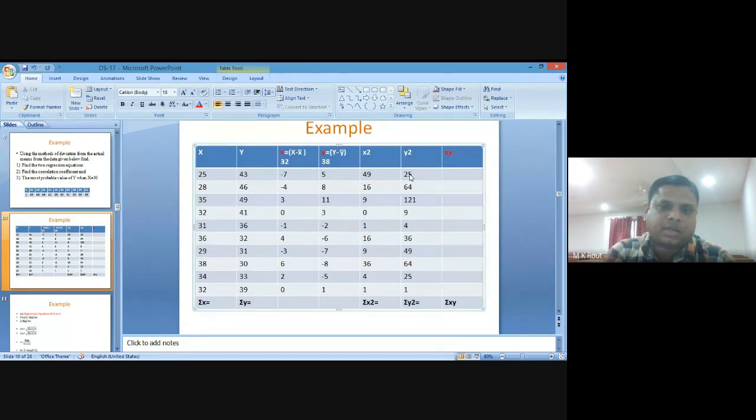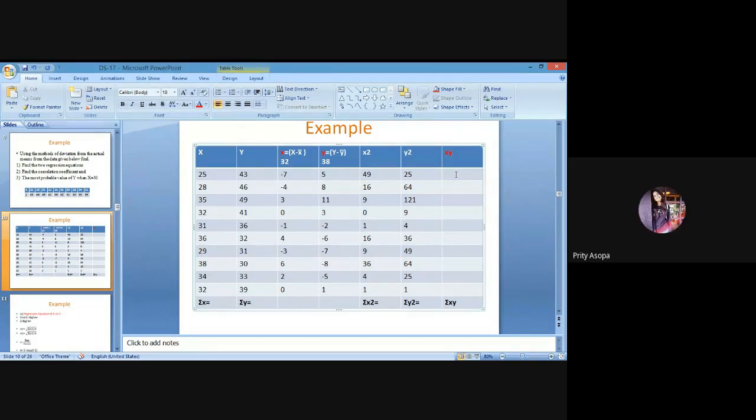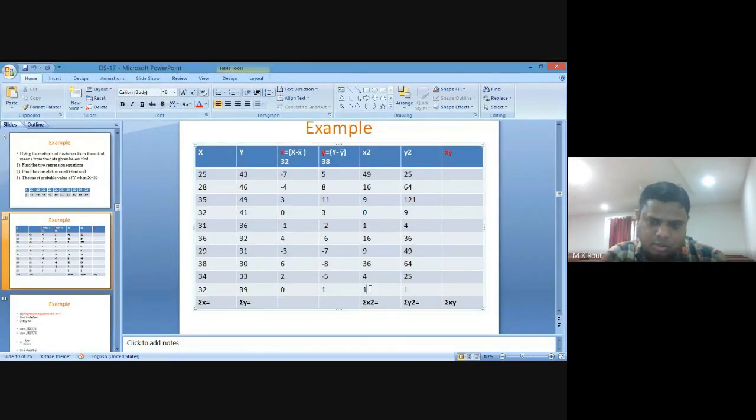Then after you calculate x into y. Sir, in x square, the last value will be 0, sir. Yes, 0. This one is 0. Okay. Then you proceed to calculate x into y.